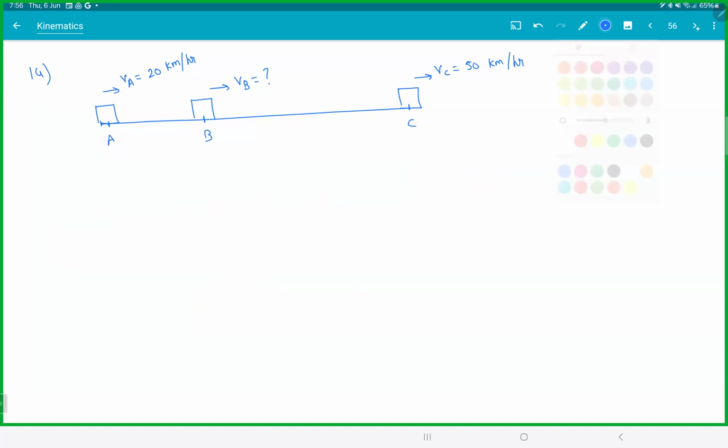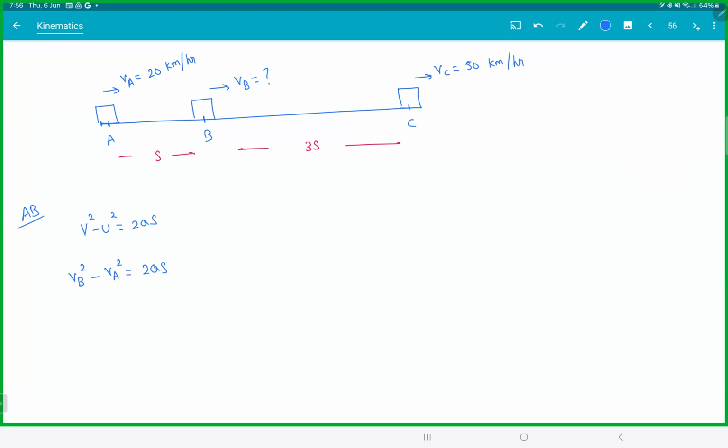So if I take this distance to be S, this has to be 3S because it is given in 1:3 ratio. If you take from A to B, here A is initial and B is final. So we are using the formula V square minus U square is 2AS. So VB square minus VA square is 2AS. When you go from B to C, your C is final and B is initial. This would be 2A3S.